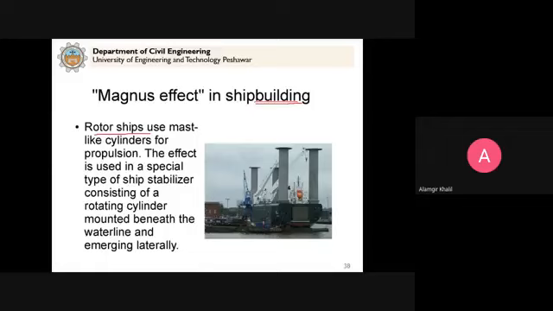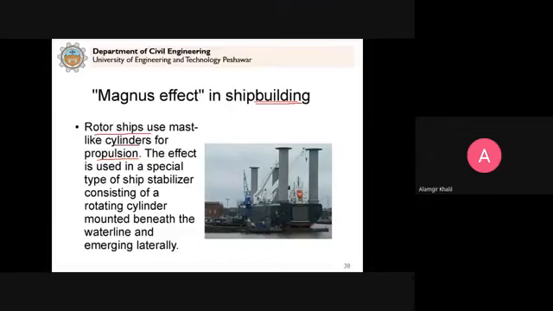That rotor ships use these cylinders for propulsion, but it will require the wind. If wind is blowing and we rotate these rotors, it can produce a thrust on this large vessel or boat or ship, clear? So in this case, it will push it and it can be economical, clear?